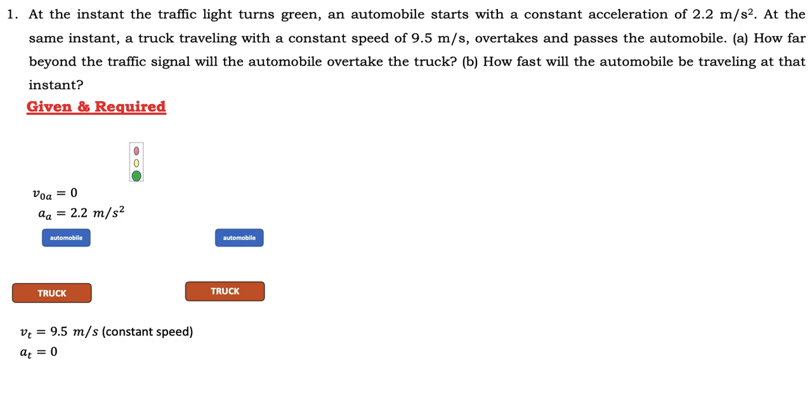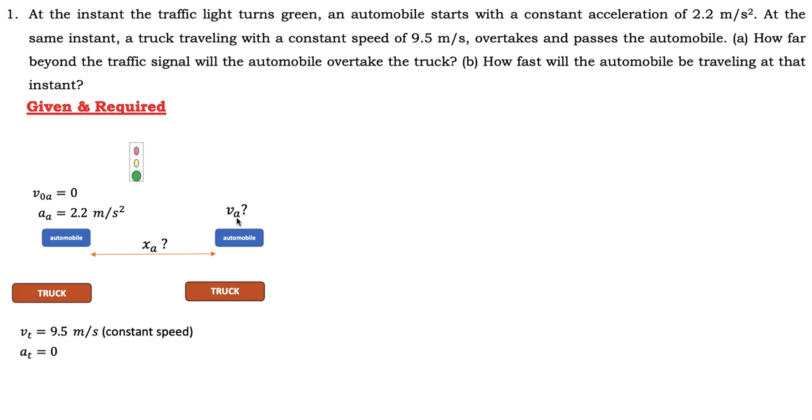So the question from this situation is, how far beyond the traffic signal will the automobile overtake the truck? The distance of the automobile when it overtakes the truck, we can write XA. And how fast will the automobile be traveling at that instant? The instant speed when the automobile overtakes the truck, we can write VA.